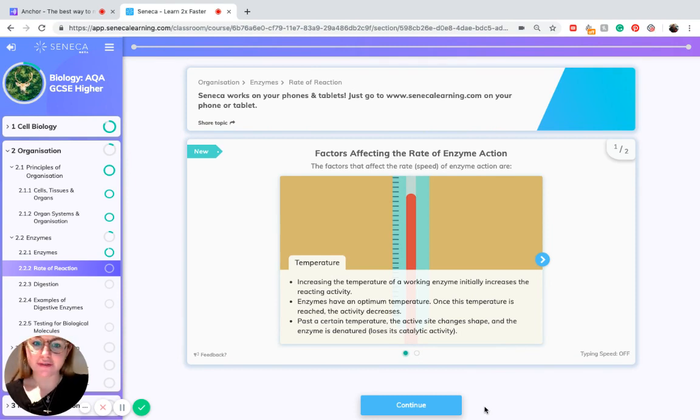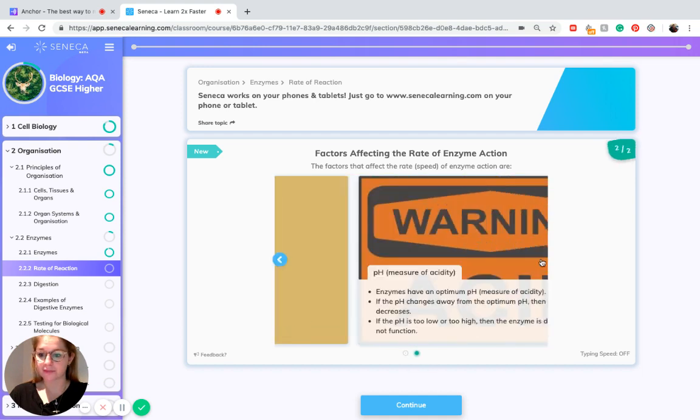So, what are the factors affecting the rate of enzyme action? The factors that affect the rate or the speed of enzyme action are, first of all, temperature. Increasing the temperature of a working enzyme initially increases the reaction activity. Enzymes have an optimum temperature, and this is where they work at their best, but once this temperature has been reached, the activity begins to decrease. Past a certain temperature, the active site changes shape and the enzyme is denatured. This means it loses its catalytic activity, or its ability to bind to the substrate and catalyze its reaction.